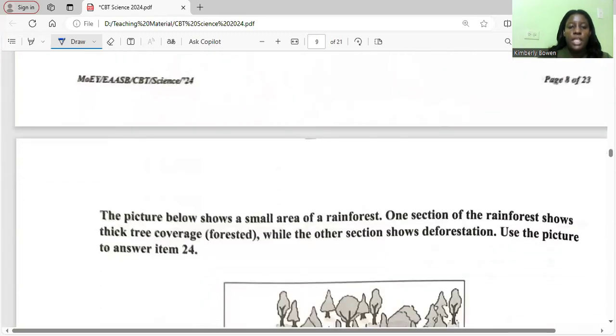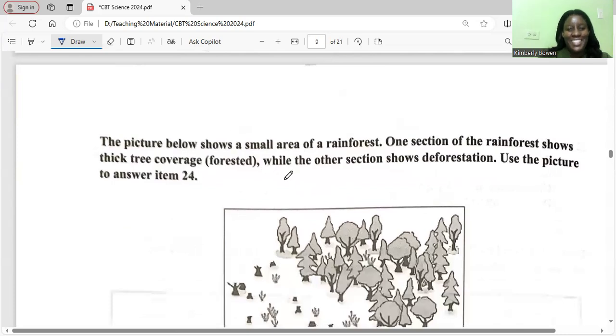Let's look at the next question. The picture below shows a small area of a rainforest. One section of the rainforest shows thick tree coverage, it's forested, while the other section shows deforestation. Use the picture to answer item 24.